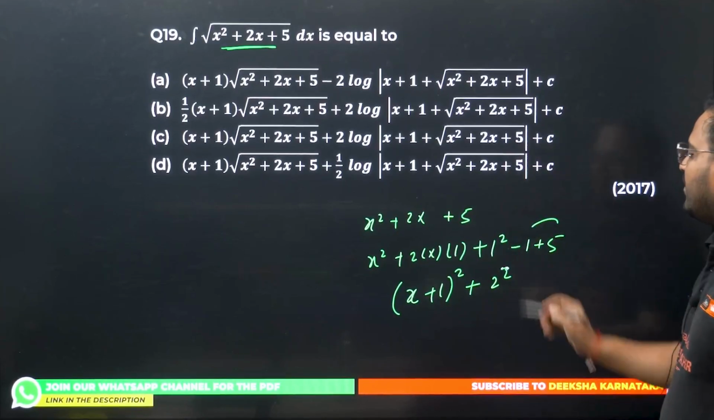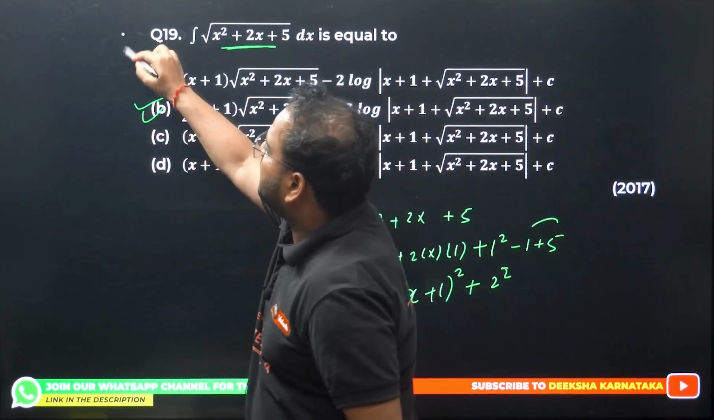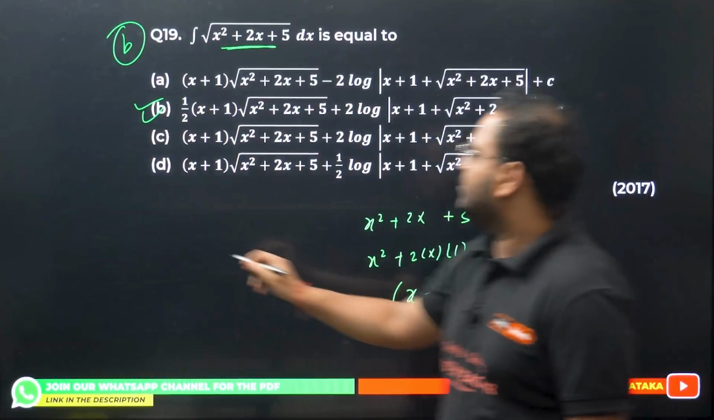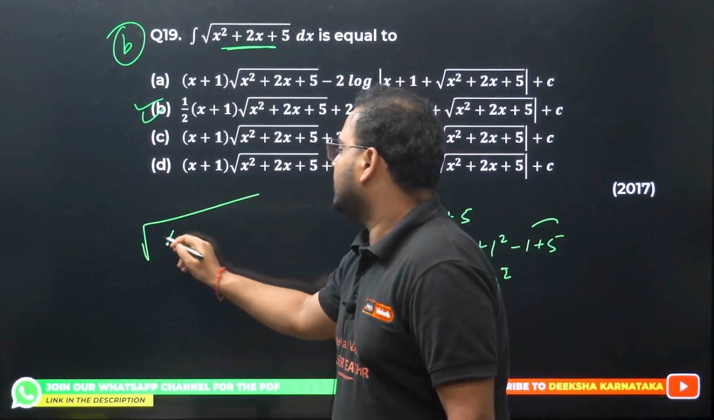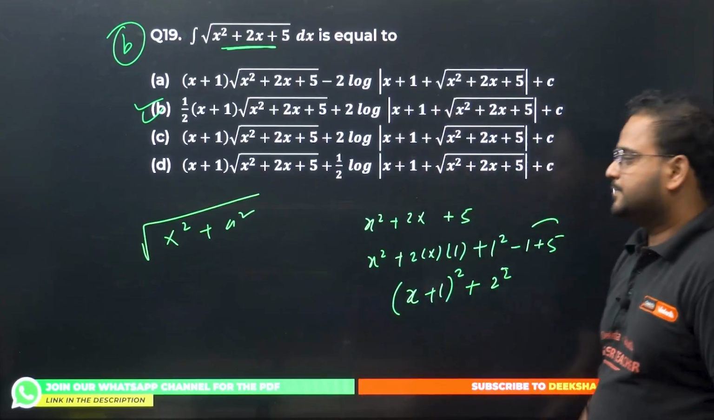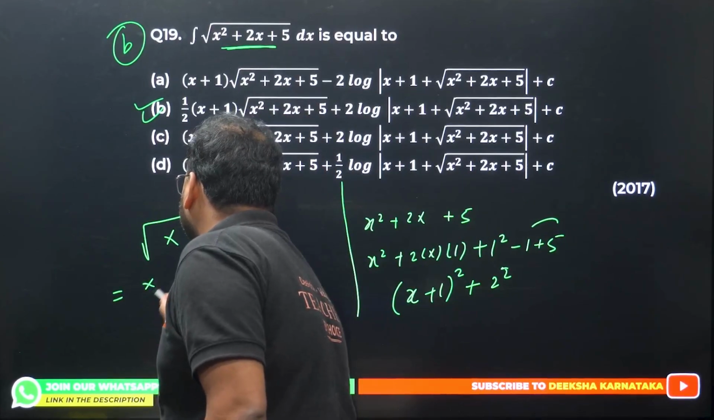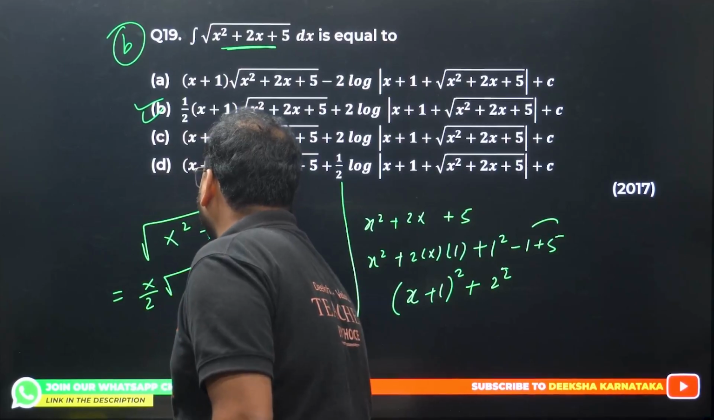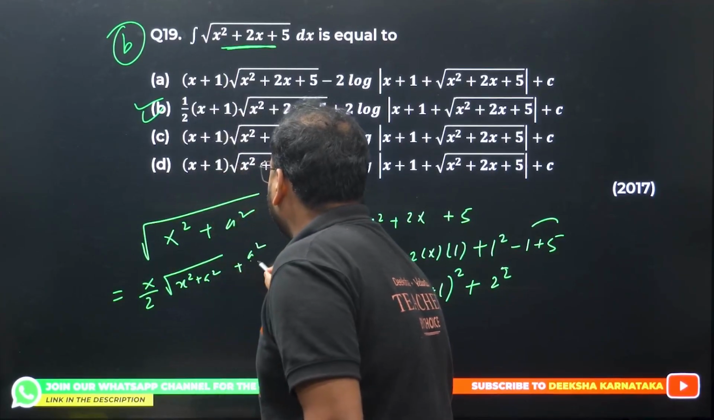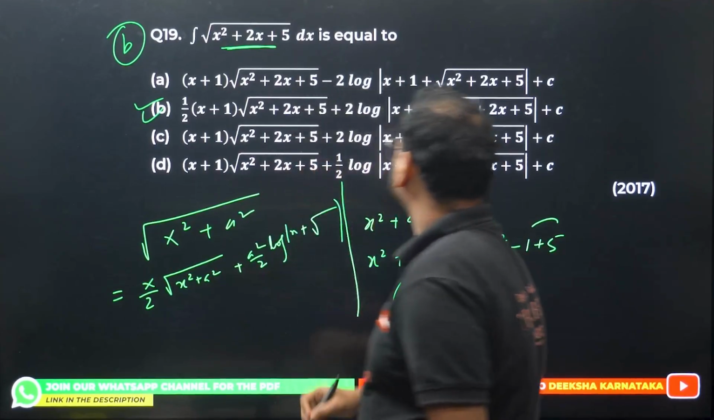So 2 square. For the formula, x plus 1 by 2. We have only one option like this. Option B is correct. Formula, particular function. What's the formula for this? This one, the formula. x square plus a square. What is the formula? I hope you know the formula, right? The formula is x by 2, the same root. Then you have a square by 2 log of x plus the same root.